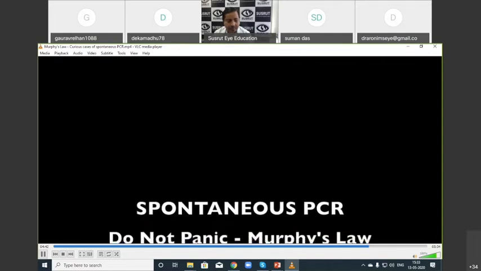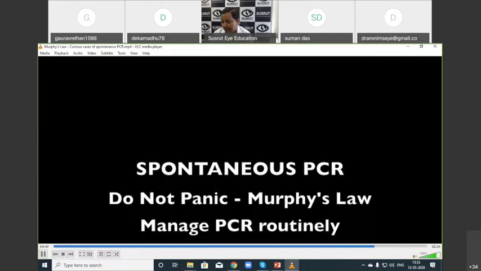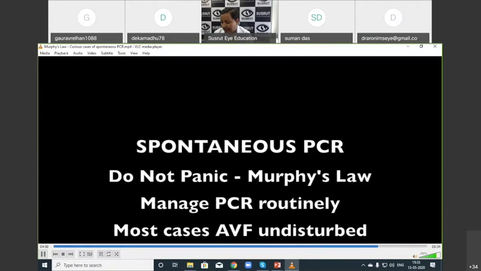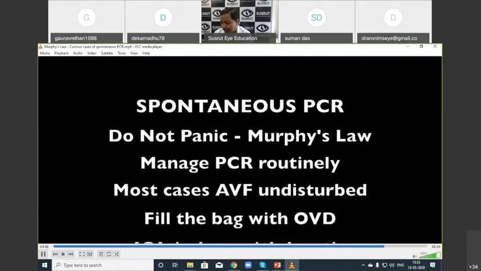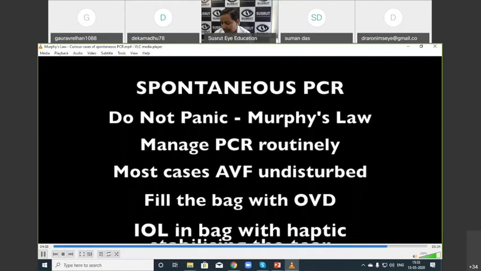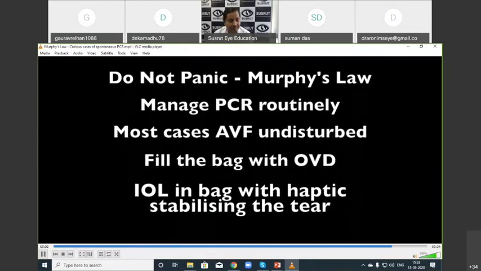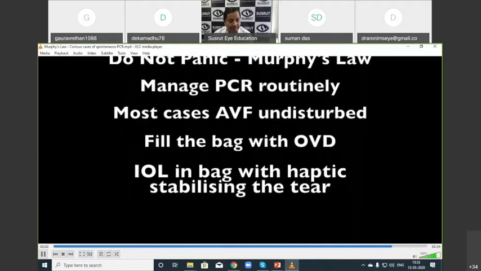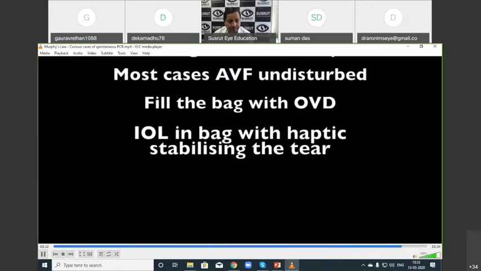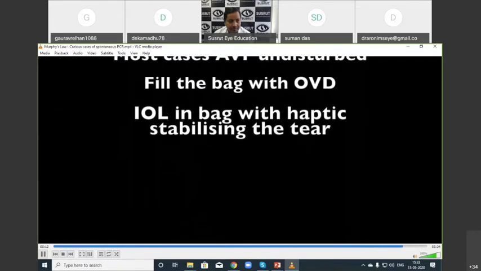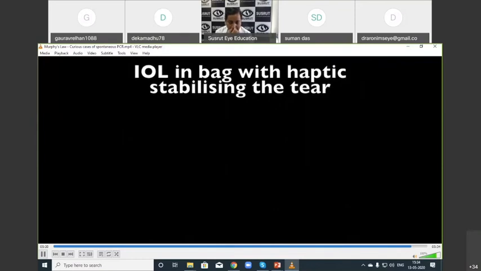To conclude, spontaneous posterior capsule rupture can be encountered in the operating room. Rule number one is to not panic. Remember Murphy's Law. These cases can be managed as routine PCRs. In most cases, we noticed that the anterior vitreous face was largely undisturbed as the ruptures happened at the end of the surgery. Adequate filling of the bag in all stages of the surgery with OVD is of utmost importance to maintain the pressure gradient between the two chambers. Intraocular lens can be placed in the bag with the haptics stabilizing the globe.